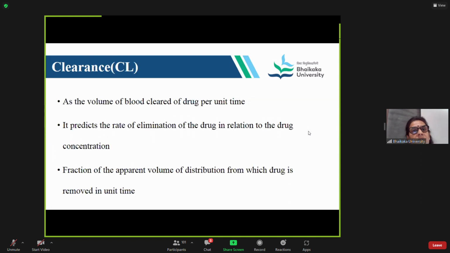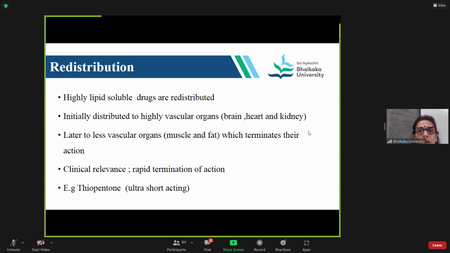There is another parameter called clearance, which is related to the distribution. So what is clearance? It is the volume of blood which is cleared of a drug per unit time. Remember, how much drug is cleared from the blood, that volume is the parameter called clearance. So this clearance value will predict the rate of elimination of drugs in relation to the drug concentration. Please need not worry about this statement. Just understand that clearance is one of the parameters related to the distribution of the drug. I am not going to explain again in detail because these are all parameters. There will be a special class with specific examples. So just now remember clearance. There is another term, definition, that is redistribution.